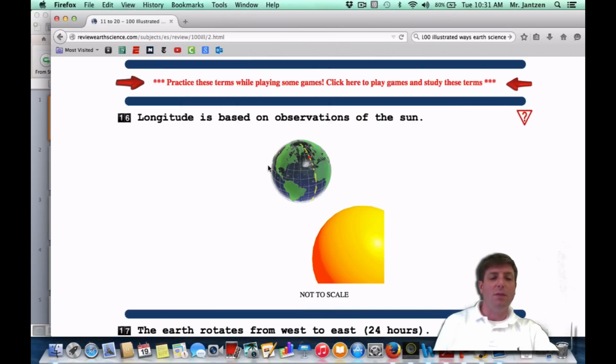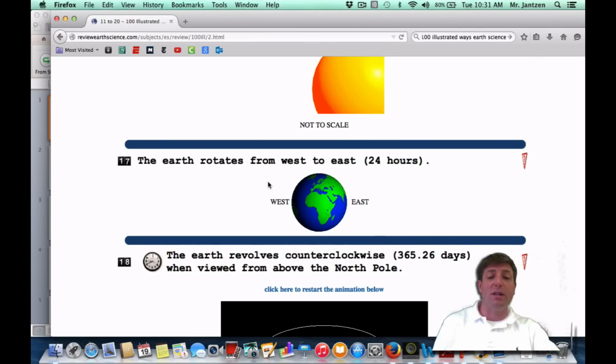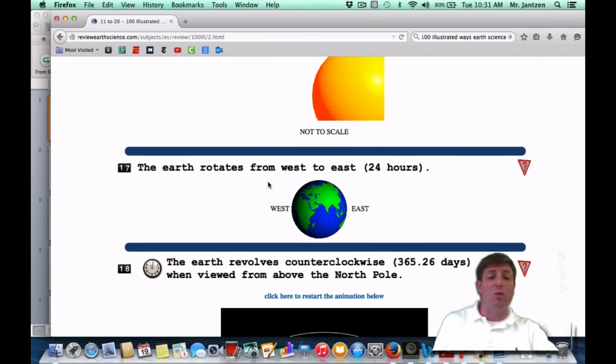Okay. Number 17, the Earth rotates from west to east in 24 hours. So one rotation is 1 day. Okay, it's going to appear to rotate from west to east from the North Pole. And once again, that causes day and night.